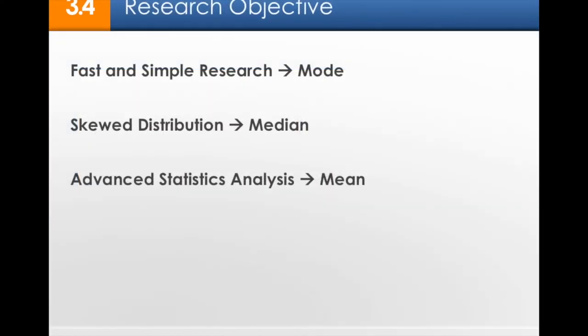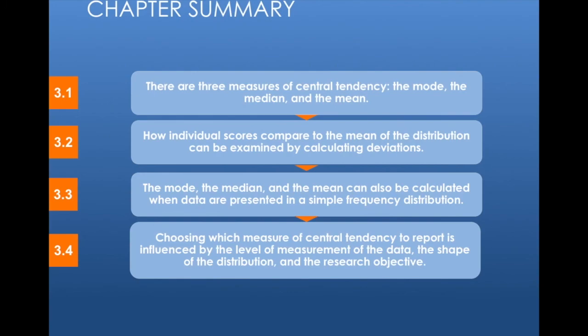Okay, so if we're doing fast and simple research, we're looking for the mode. What's the most frequently occurring answer? If we've got a skewed distribution, we want the median. And if we're doing anything advanced, we want the mean. And that sums up the end of this chapter.